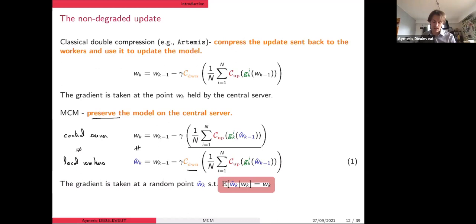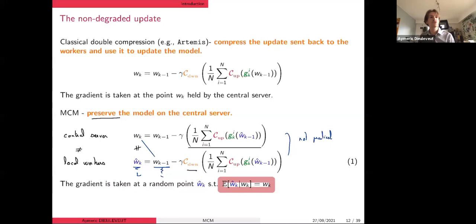So does anyone see what the problem is here in the sequence of iterates that I have defined? There is a big problem, in fact. To define the k-th iterate on the local workers, I have assumed that I know w_{k-1}, and w_{k-1} is the one which is held on the central server. So this is not a practical algorithm. We cannot compute that unless we cheat, because to compute the local model, I have used the central model at the previous iteration.